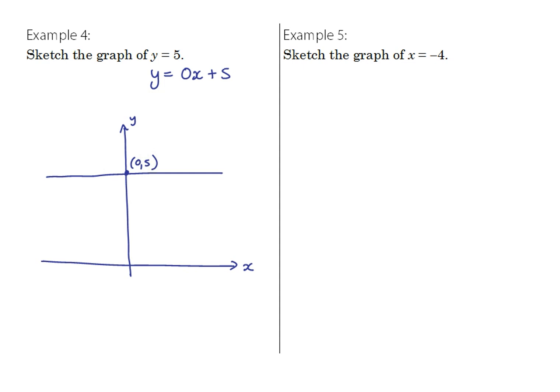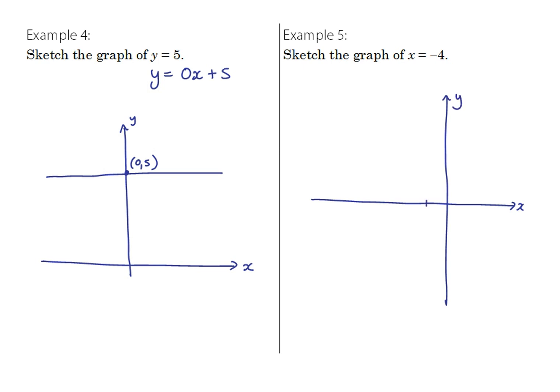We can also think about what it actually means. We're drawing the line y equals 5, so we're marking all of the points on the Cartesian plane which have a y value of 5. And every one of the points along this horizontal line have a y coordinate of 5. If we use that same thinking in looking at example 5, so sketch the graph of x equals negative 4, we want to mark all of the points on the Cartesian plane where x is equal to negative 4.